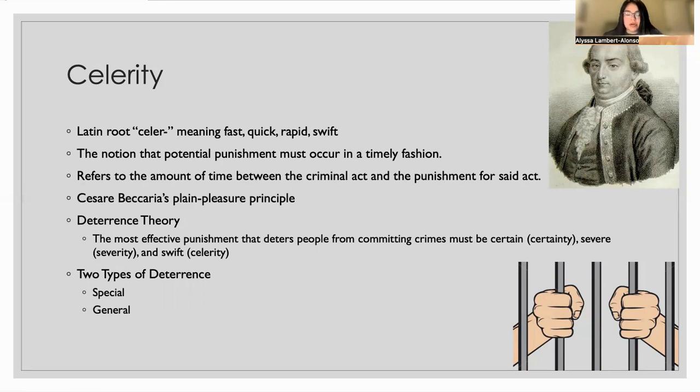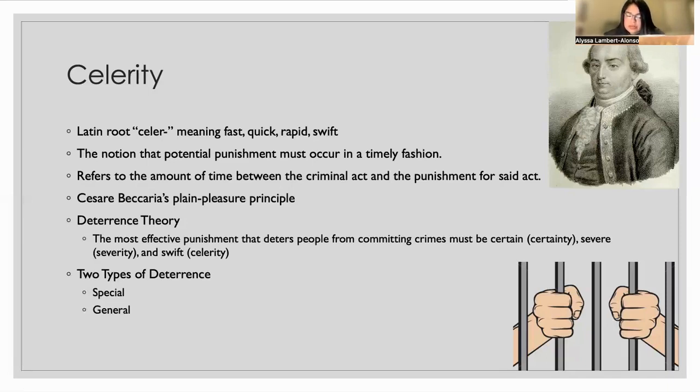And just to define deterrence, it's defined as the suggestion that people will avoid potentially pleasurable acts if the pain or fear of punishment is significant. So the most effective punishment that deters people from committing crimes must be certain, severe, and swift, which is where celerity comes in, and I'll define those terms right after I explain the types of deterrence.